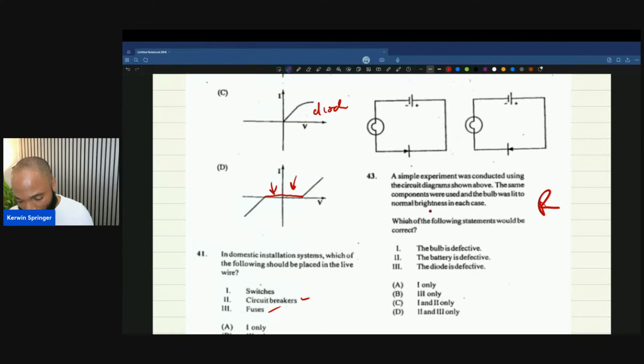So the bulb lighting in both of it, that was it. The bulb was lit to the normal brightness in each case. So, Alia, answer that question. What do y'all think is the answer to that question? What are we thinking is the answer to that question, class? B, the diode is defective? Yes, Midnight Rider is correct. The diode is defective.